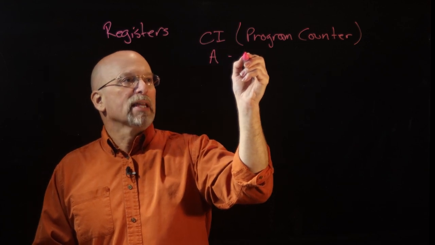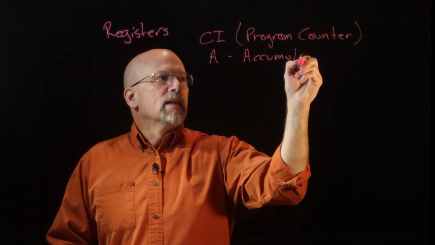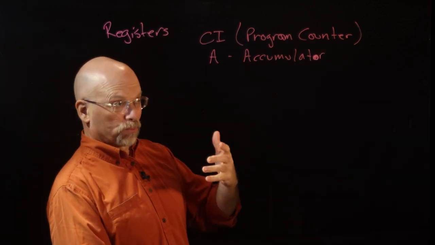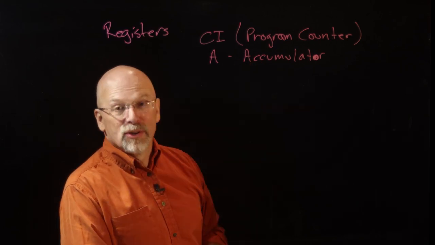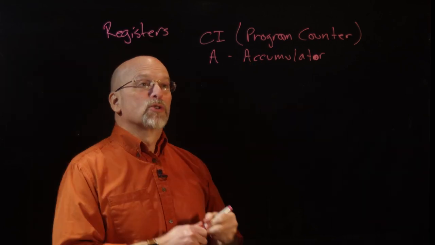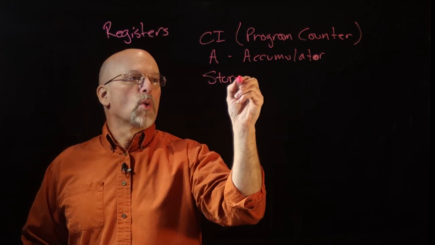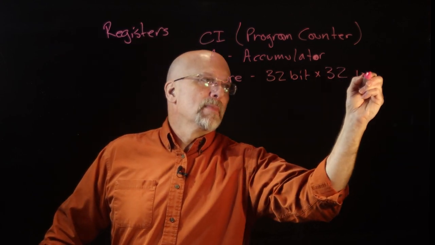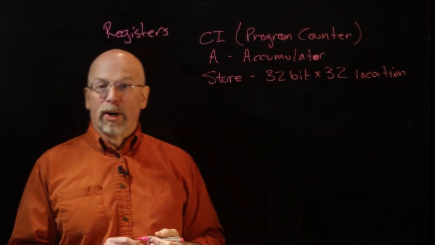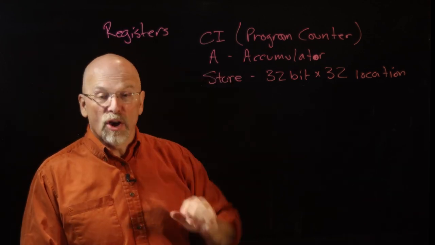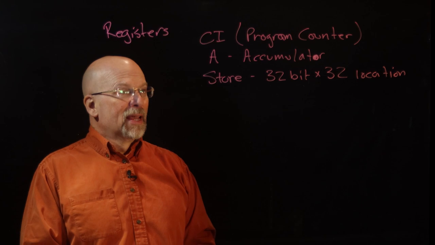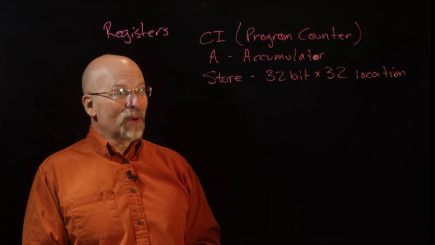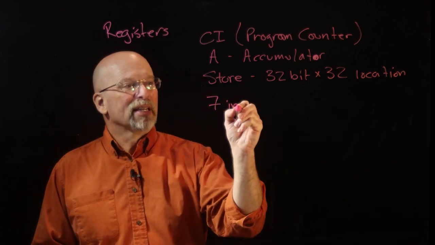And then we also had an accumulator. The accumulator was where you were doing all of your computation. If you were adding two numbers together, you'd do it inside of that accumulator. And then there was one more thing. It was called the store. The store was a 32-bit by 32 memory location. Both data and code were put into this store. Now, there are a couple of unique things. One of the most unique things is that there were only 7 instructions.